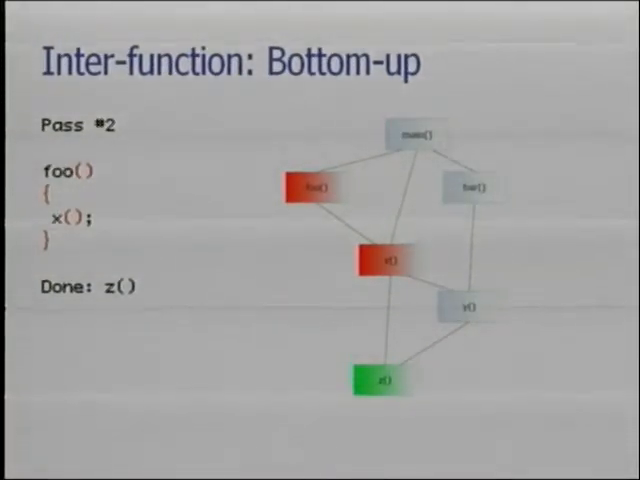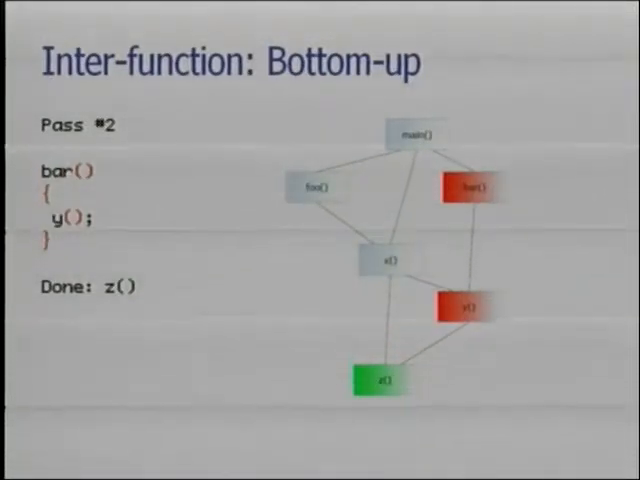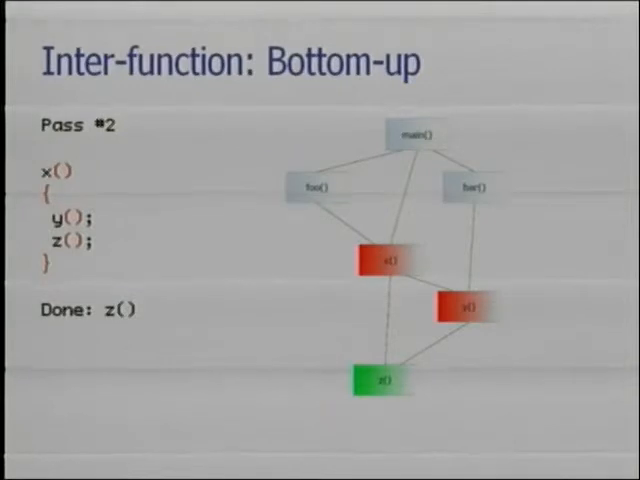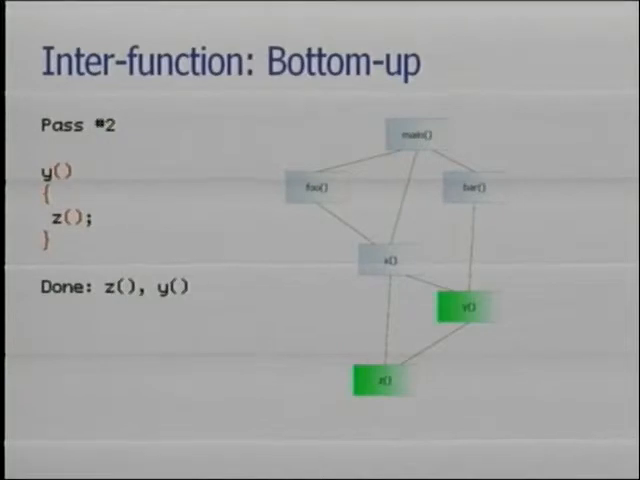Again, foo calls x. We don't know what x is. Bar calls y. We don't know what y is. X calls y and z. We know what z is, so we don't have to analyze z again. We have the answer for that already. And we don't know what y is.